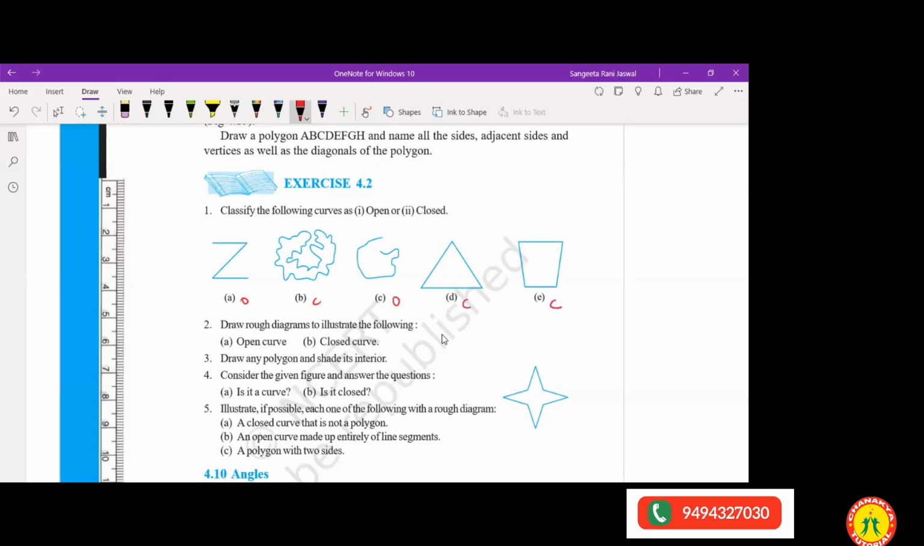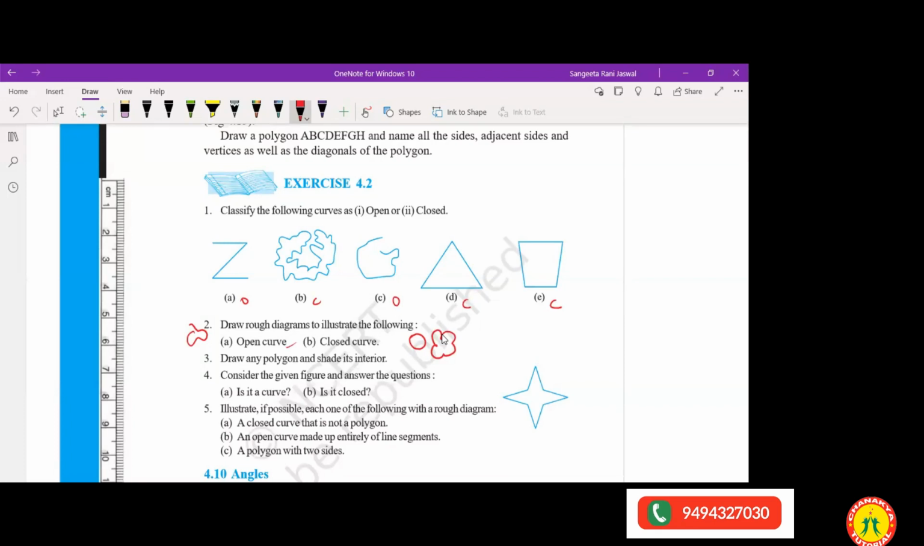Draw rough diagrams to illustrate the following. Open curve, closed curve. Can you make in your notebook any open curve, any closed curve? Quickly make in your notebook. For open, I can make anything, any shape like this, open. For closed, I can make like this. Any shape you can make for closed and any one for open curve. It has to be a freehand curve.